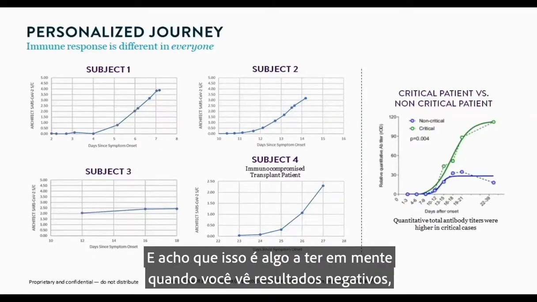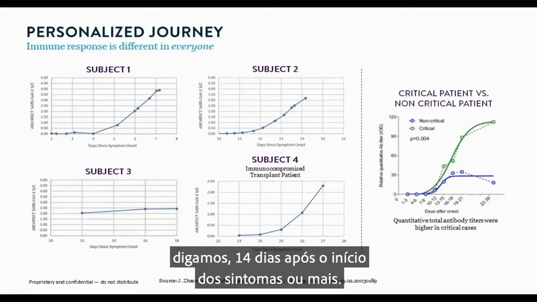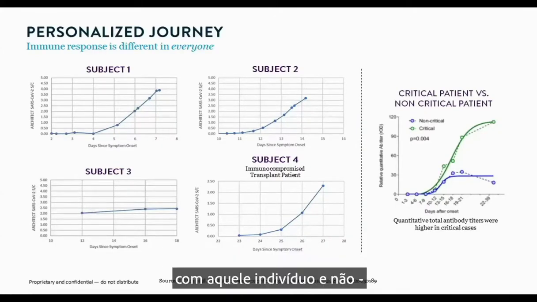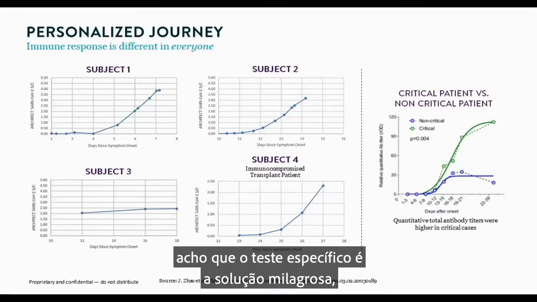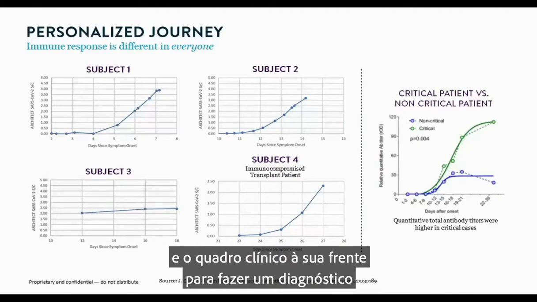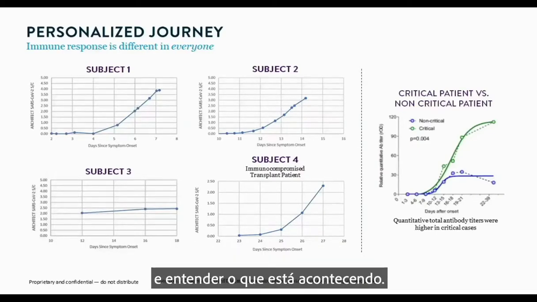And I think this is something to keep in mind when you see negative results, let's say 14 days after symptom onset or more. You really have to look at what's going on with that individual. And I don't think any specific test is the silver bullet. You've got to look at all the information you can and the clinical picture in front of you to make a diagnosis and understand what's going on.